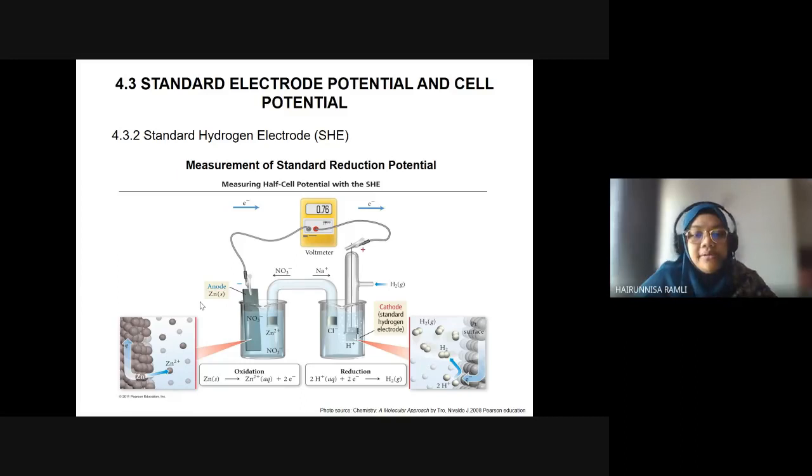Apa ni? Oh, zinc. Okay, zinc. Kalau you perasan kat sini, anode you adalah zinc, cathode you adalah SHE. So means that you ada H plus kat sini, lepas tu hydrogen gas yang masuk.